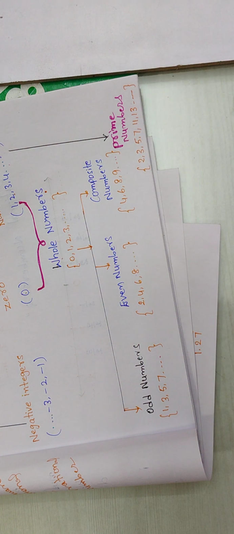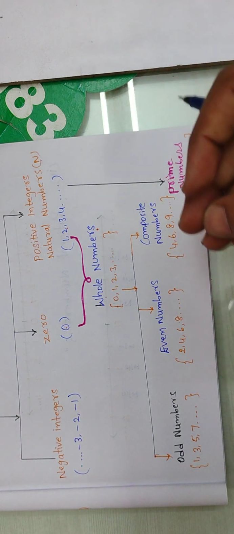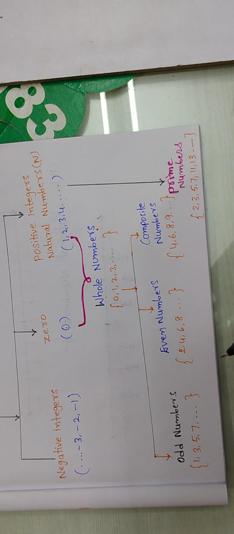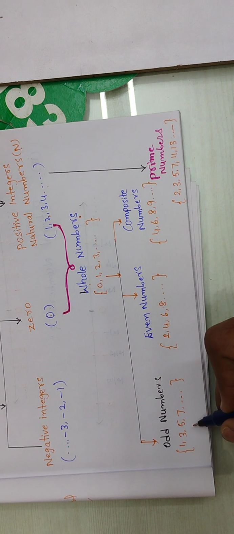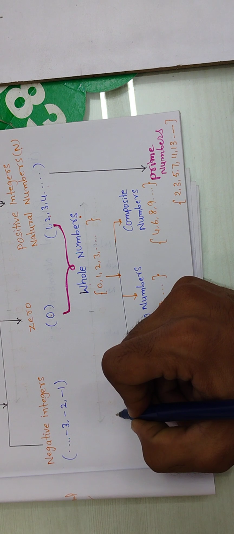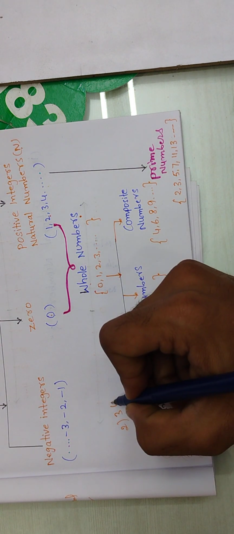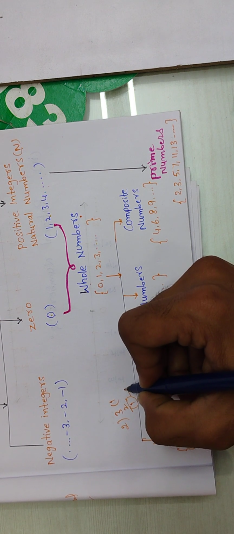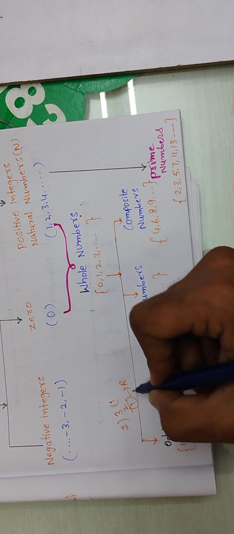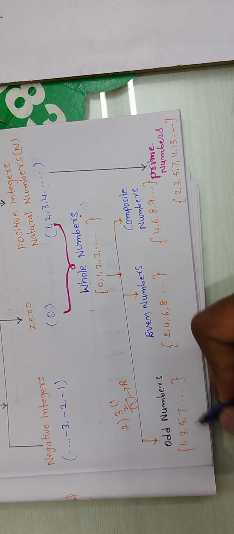What are the odd numbers? When we divide any number by 2 and we get a remainder of 1, for example 3: dividing 3 by 2, 2 ones are 2, and the remainder is 1. When the remainder is 1, we call the number an odd number.